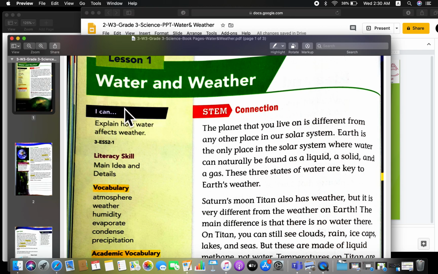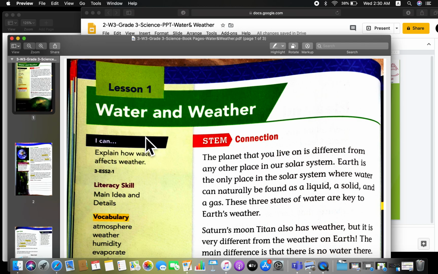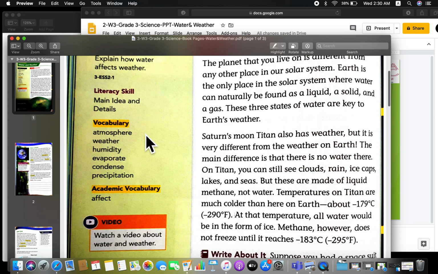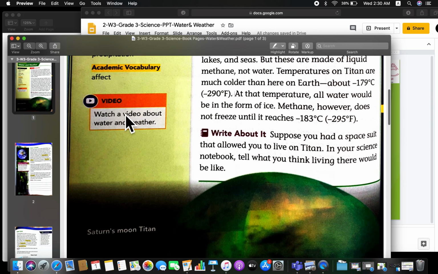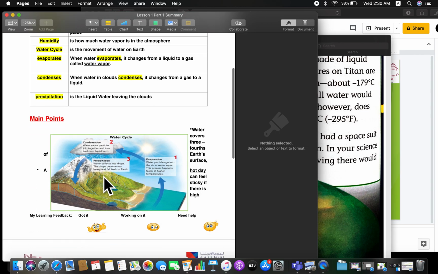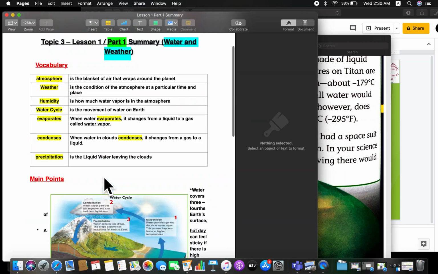This week we've attached, as usual, our science book pages along with the answer keys. Students, you can self-assess after you've answered the questions. We've also attached a summary for lesson 1, part 1, to make sure you know this topic.